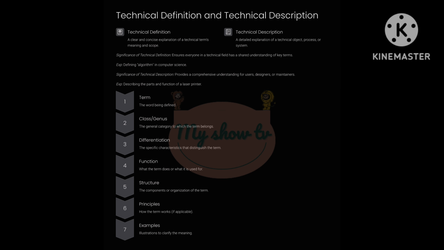Slide 5. Technical definition and technical description. Finally, let's discuss two important types of writing you'll encounter frequently in technical fields: technical definition and technical description. A technical definition is a clear and concise explanation of the meaning and scope of a specific technical term. In technical fields, it's essential that everyone working with the same concepts has a shared understanding of the key terms involved. A precise technical definition ensures this shared understanding.